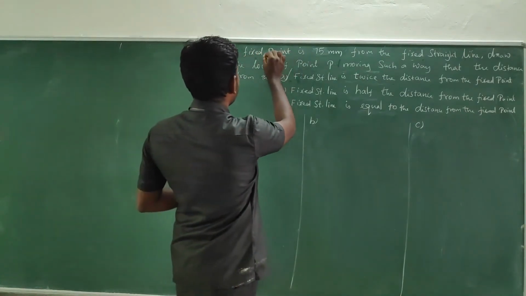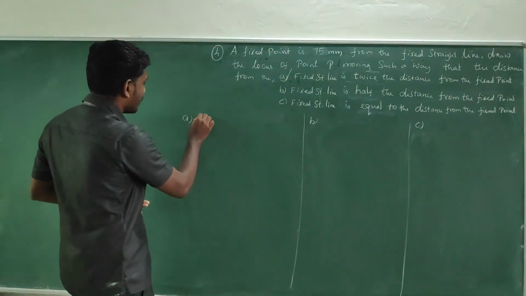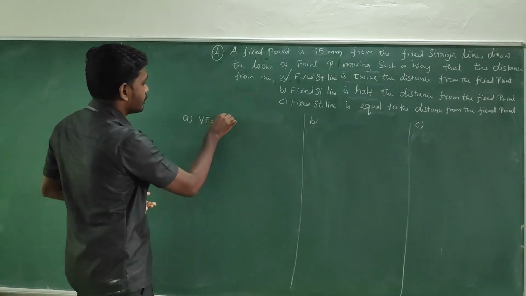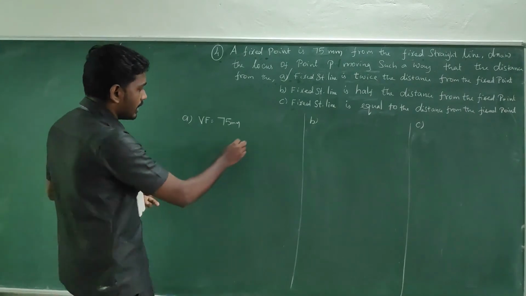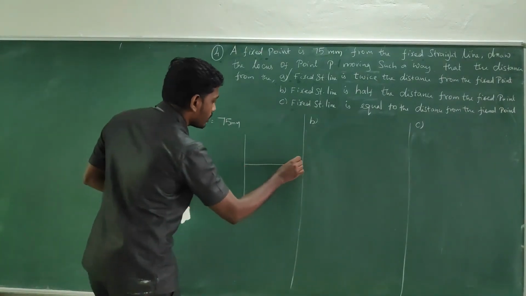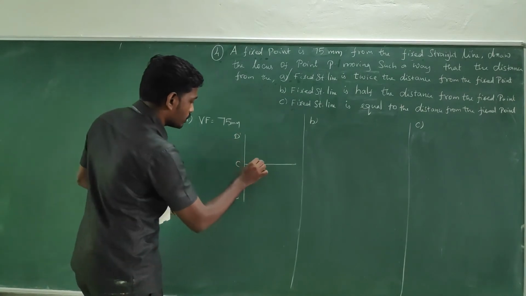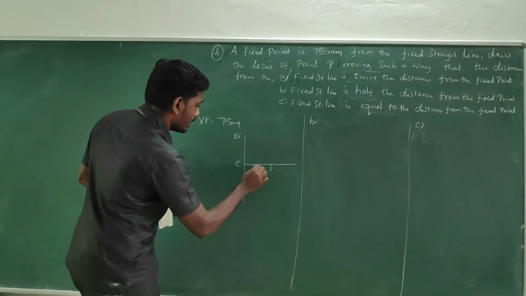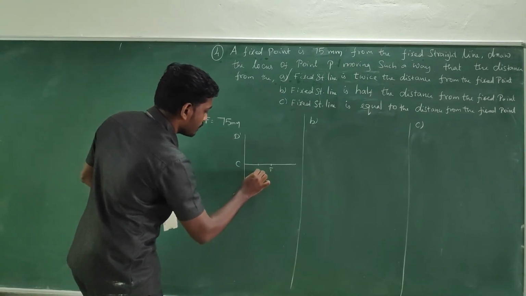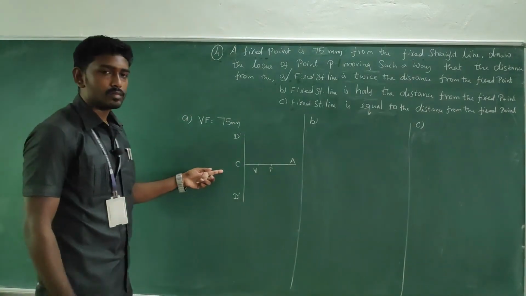So first go with the first condition. Here in the first line, the fixed point is 75 mm from the fixed straight line, that is nothing but Vf, which is given as 75 mm. And see, this is the normal terminology we use in the conic curves. So here we have the focus, and between C and F the vertex will be there. Okay, this is the axis.